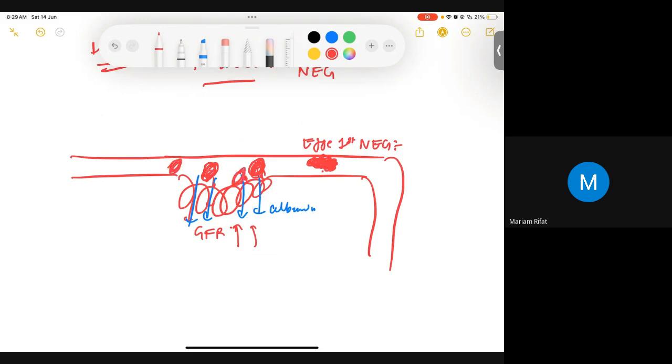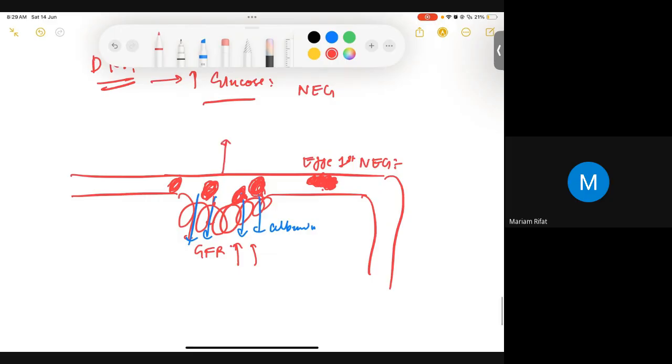Sclerosis all over the glomerulus. And this sclerosis is going to appear as nodules, right? Nodules within the glomeruli. Those nodules are basically known as Kimmelstiel-Wilson nodules. On the histopathological slides, they're going to appear as big pink nodules, right?